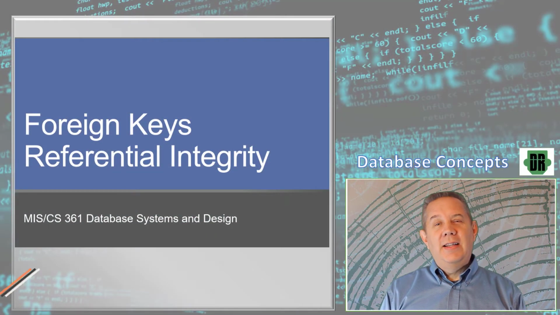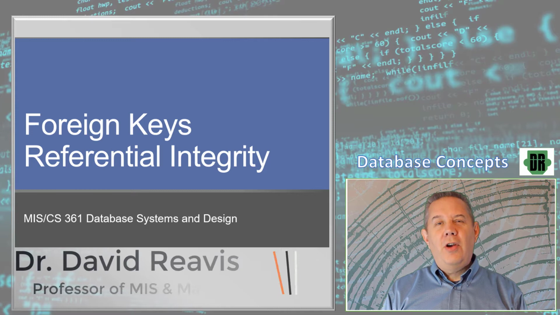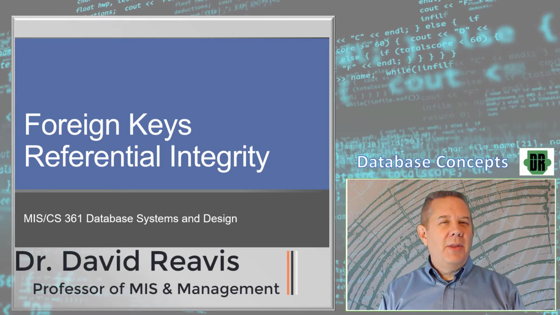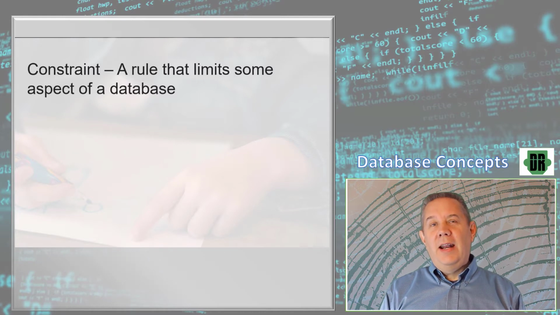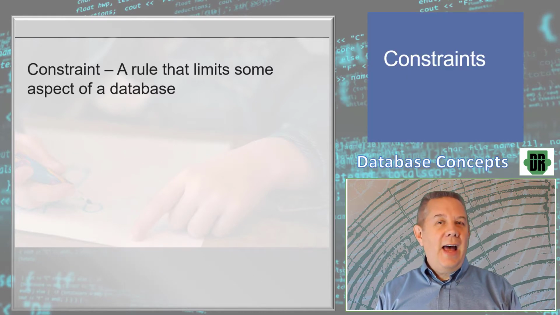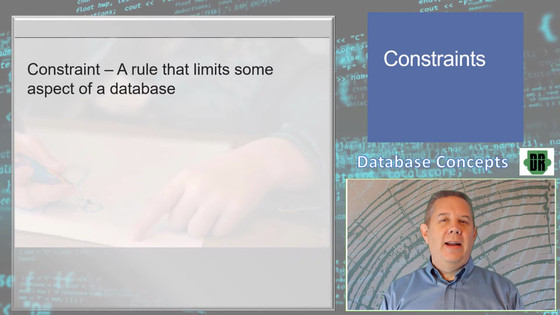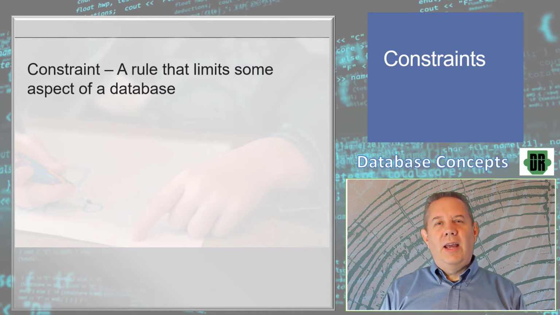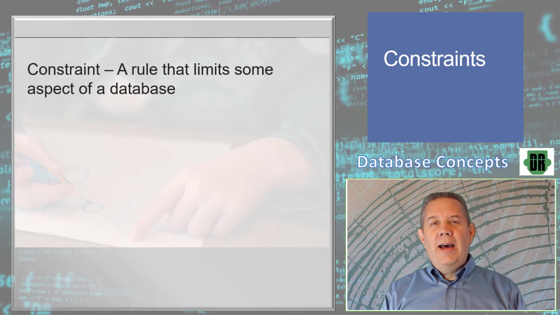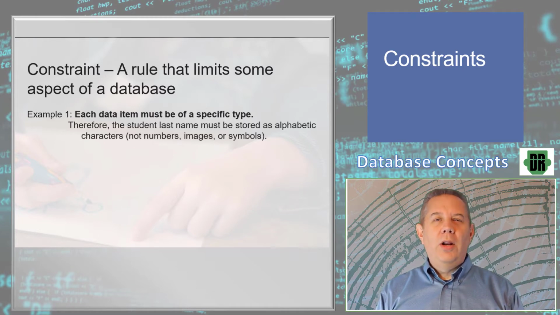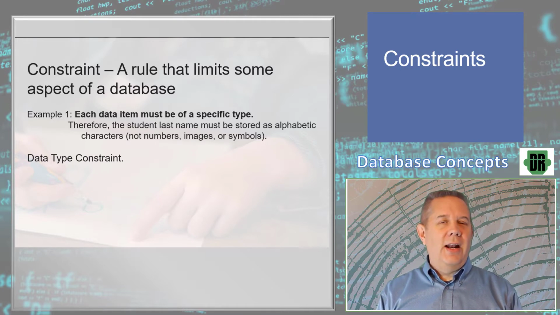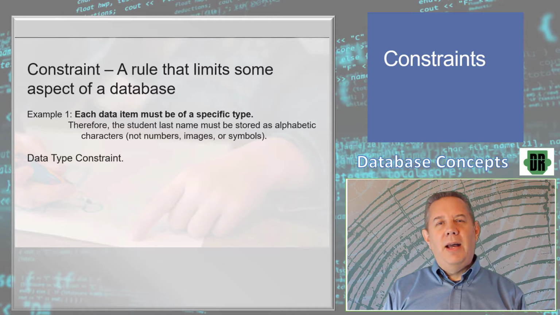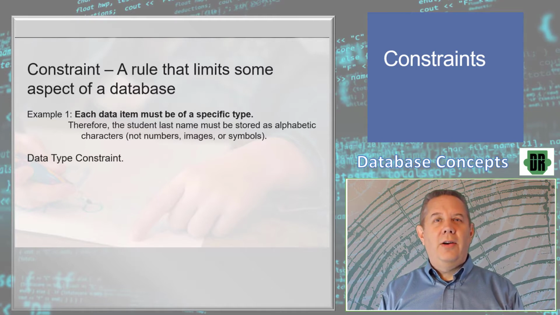Referential integrity is a specific type of constraint for the database. Some of the other constraints that you might be familiar with are, for an example, a data type constraint. A data type constraint says that for a particular attribute, the data has to be a certain type. So we might take, for an example, a student's last name has to be of the type character. We don't want numbers or special symbols in that particular piece of data, so we might put a constraint on the database that says it can only be characters.